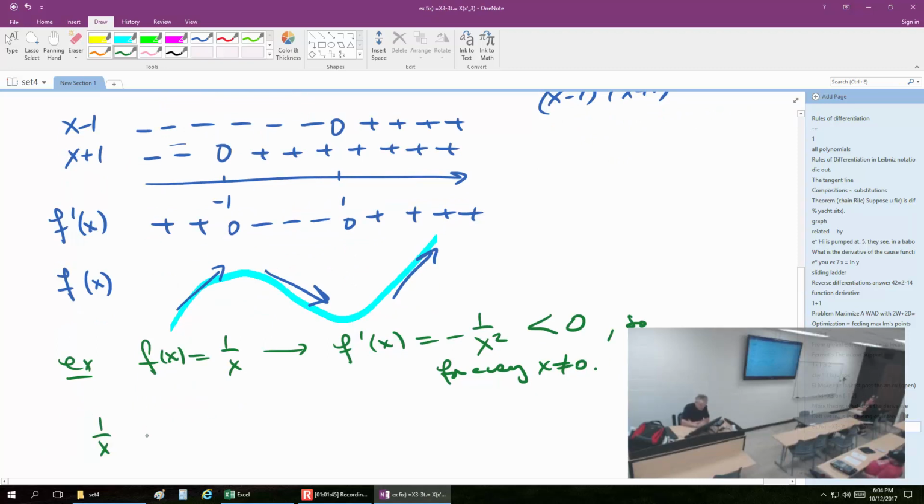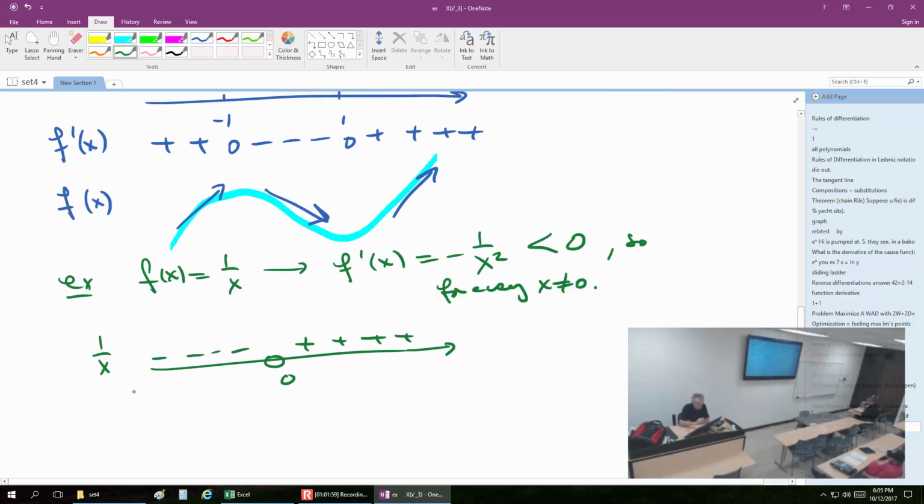Let me do this again this way. 1 over x, that's the function, and it has two pieces. You still have to put a hole here at 0, and then say this is negative and this is positive. Okay, so that is my derivative, and then I do the same as we just did. This one's still negative, right? These are still negative ones. Okay, so this will be my conclusion about the function.